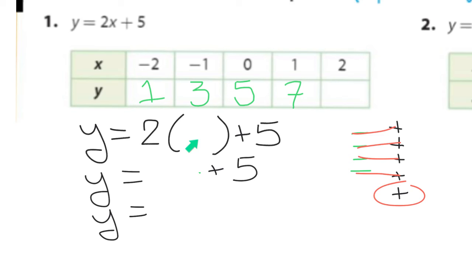And now put in a 2. 2 times 2 is 4. 4 plus 5 would give us 9. And that's how I complete my table.